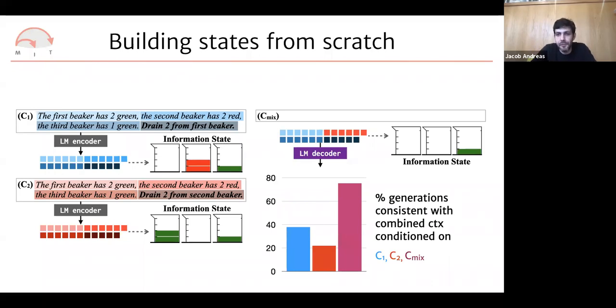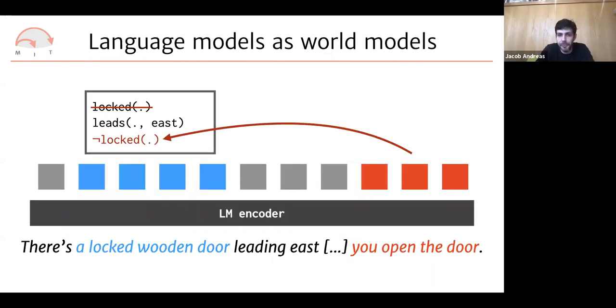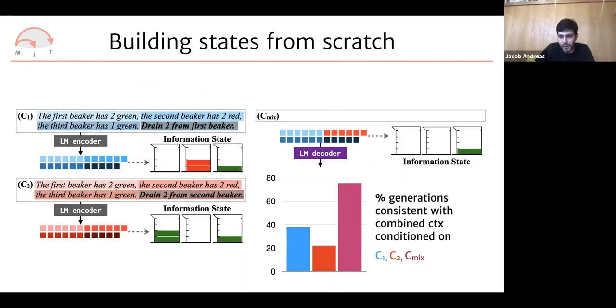And in particular, if we look at the fraction of generations produced by the decoder in this new mixed context, 80% of those are consistent with the mixed context, and a much smaller fraction are consistent with either of the two states that we saw before. So what this tells us is that this picture of how models represent the state of the world also turns out to be a picture that's used for decoding, and that we can build these world states from scratch and predict how they are going to affect downstream model generation.